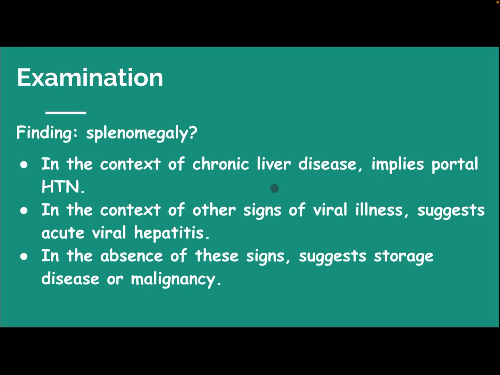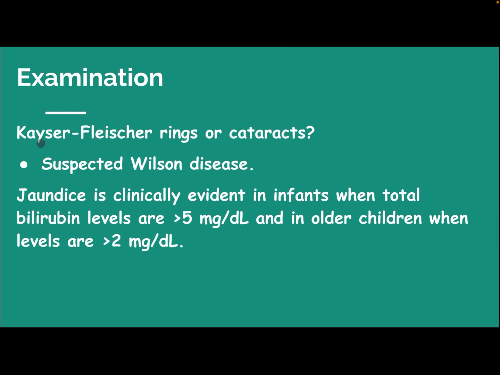Finding splenomegaly in the context of chronic liver disease implies portal hypertension; in the context of other signs of viral illness, it suggests acute viral hepatitis. In the absence of these signs, it suggests storage disease or malignancy. Finding Kayser-Fleischer ring or cataract, suspect Wilson disease.